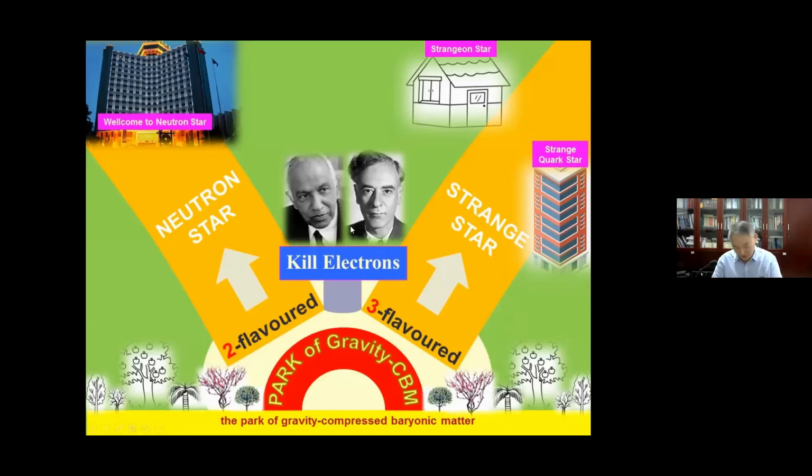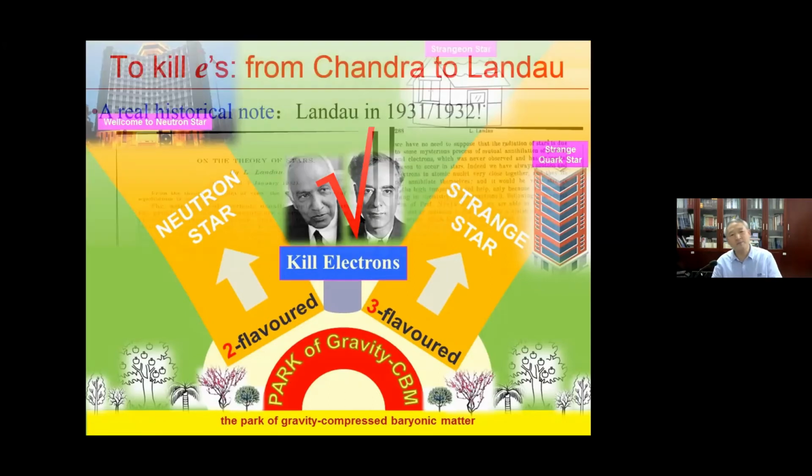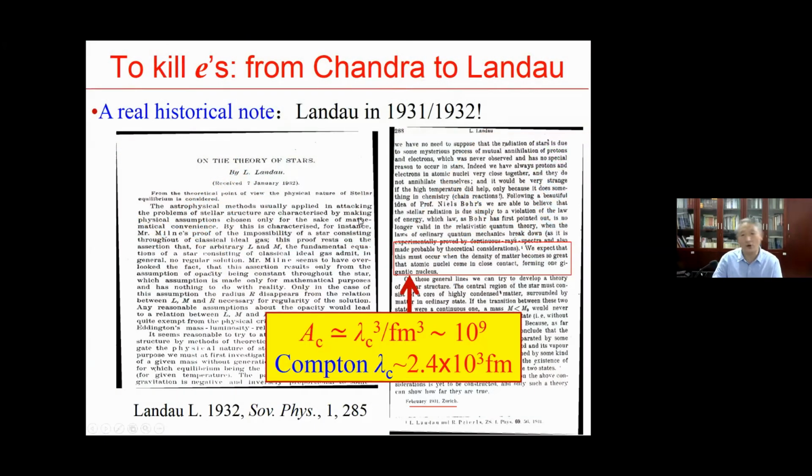First, I should explain to you why we should kill electrons. Why we should kill electrons? There's a panel just in front of the park door. So first I explain why we should kill electrons, so that we have only 2 ways. This is very simple, but the history is long.